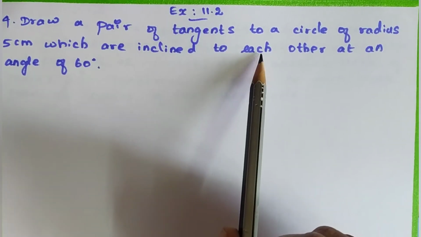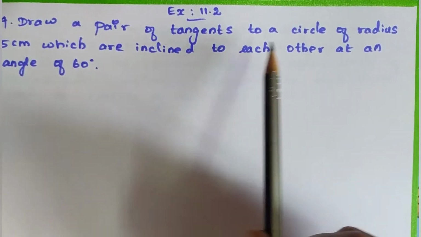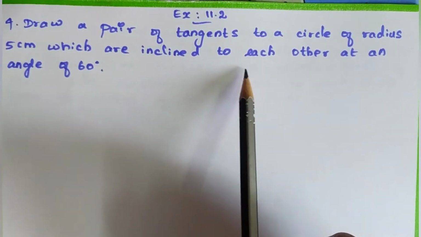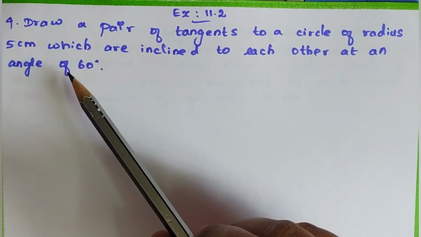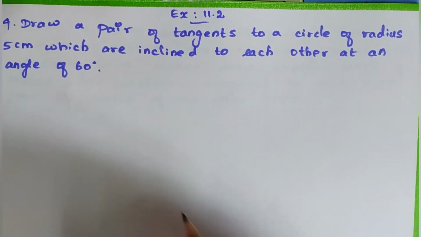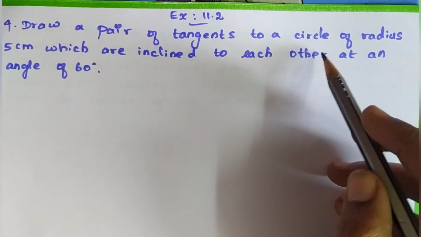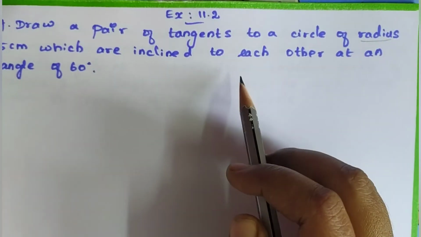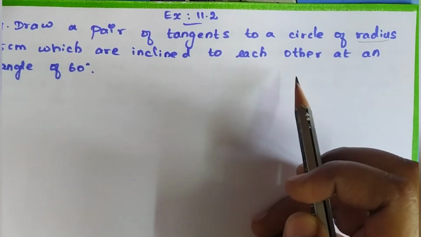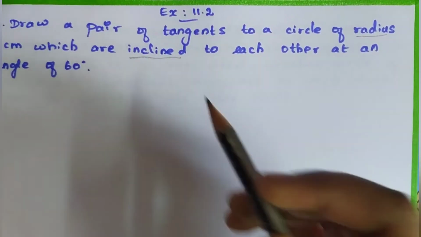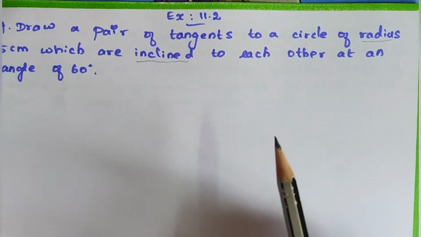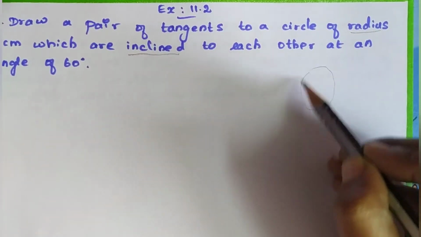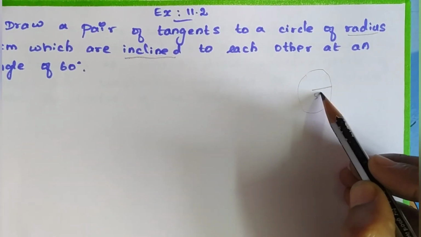Draw a pair of tangents to a circle of radius 5 centimeter which are inclined to each other at an angle of 60 degree. This is a very important construction. So first we have to construct a circle of radius 5 centimeter.